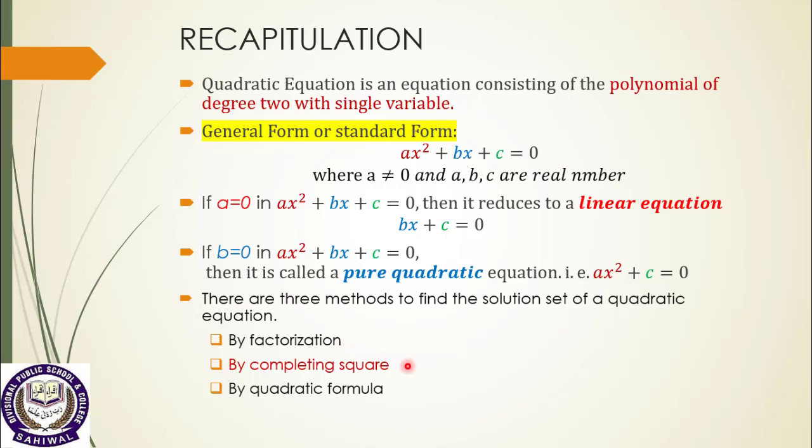In completing square method, we complete the square of the equation on the left hand side and then take the square root and solve for the value of x. In the next lecture, we will discuss the quadratic formula for finding the solution set of a quadratic equation.